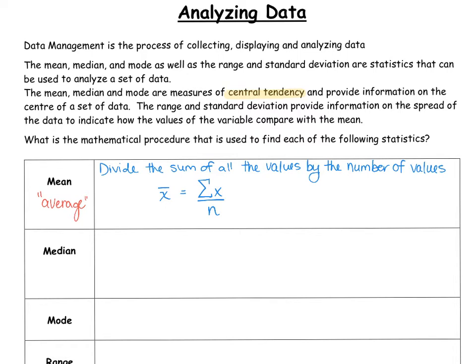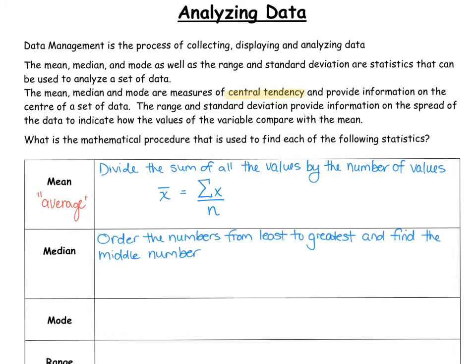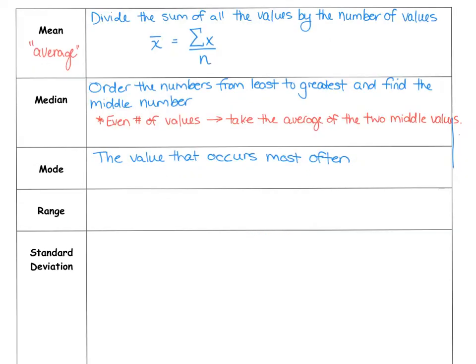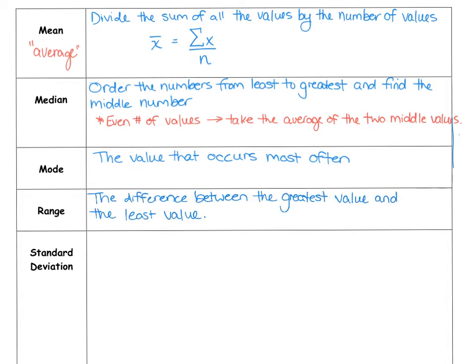For the median, you might have seen this one before. You put the numbers in order from least to greatest, and you find the middle number. Now, one quick note, of course, that if you have an even number of values, you take the middle two values and you actually find the average or the mean of those values. Okay, so the next one is the mode. And this is the value that occurs most often. Okay? So the range is the difference between the greatest value and the least value.